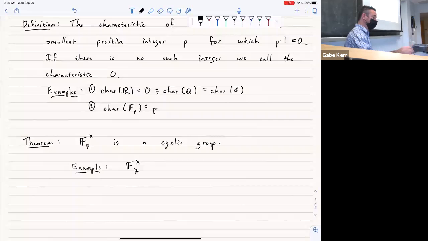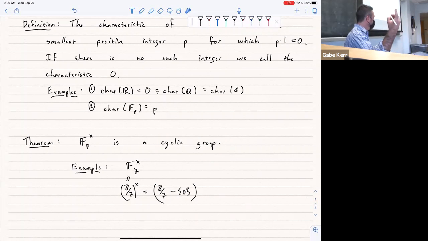Okay, so F7 without the multiplicative group is Z mod 7. That's just notation. But here we're taking the multiplicative group, which means that as a set, this is Z mod 7 with just the 0 removed, and the group operation is multiplication. How many elements are in this thing? 6. And what is this theorem saying? It's a cyclic group, which means we understand it. There's one generator, and I just take its powers up until I get to the 6th power, and then I come to the identity. That means this is isomorphic to Z mod 6, the additive structure.